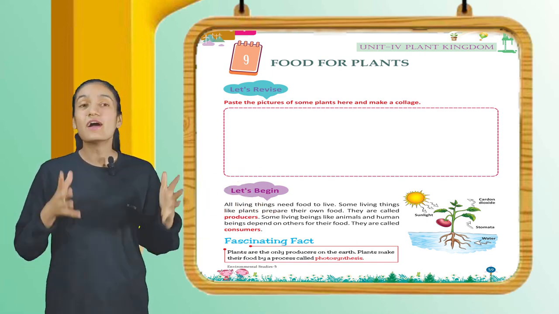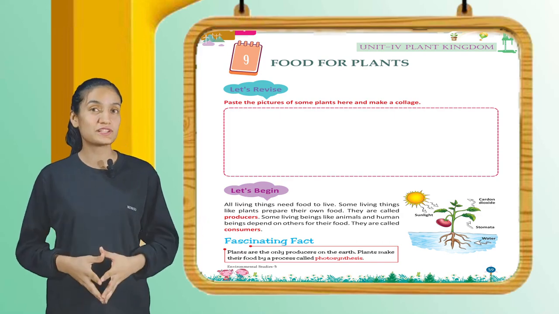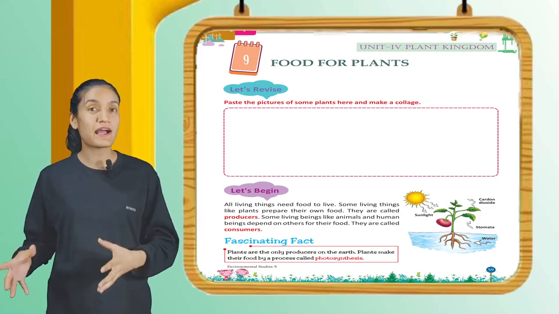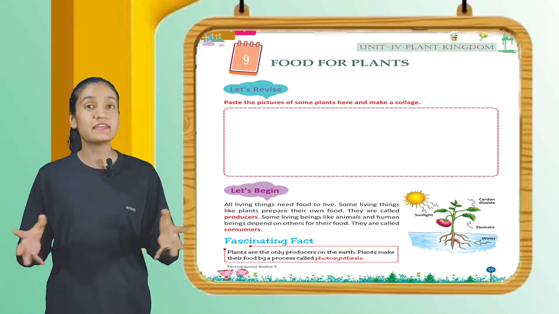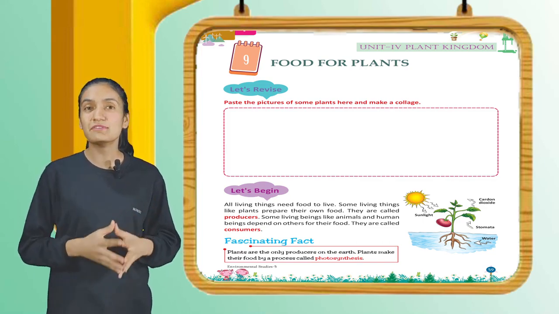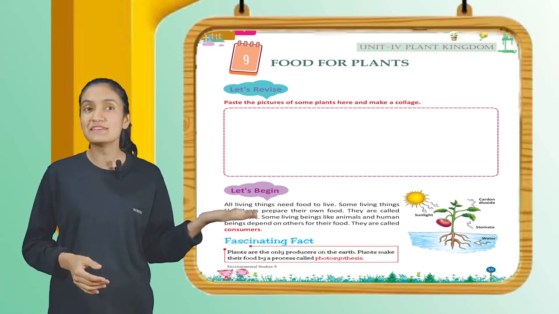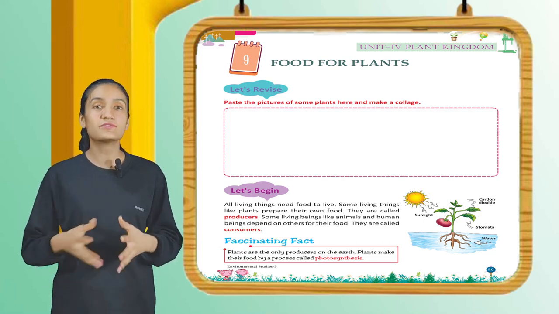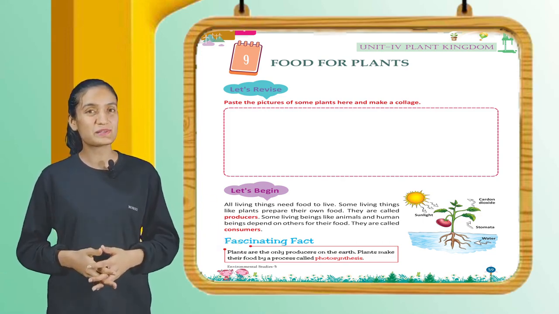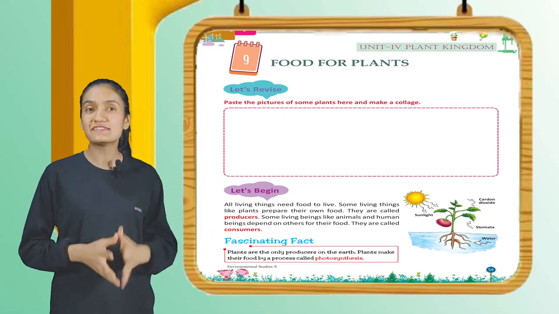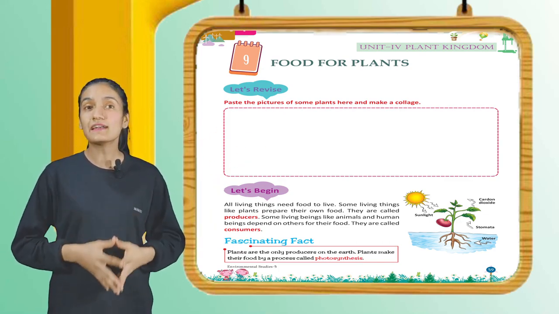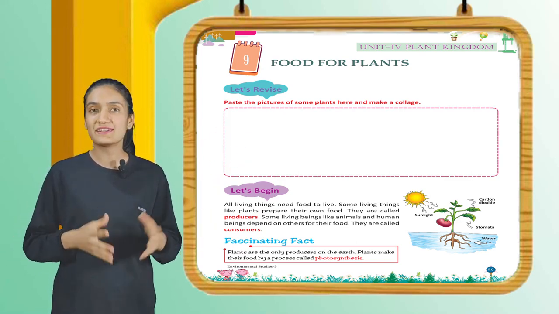Now let's begin. All living things need food to live. Some living things, like plants, prepare their own food. They are called producers. Some living beings, like animals and humans, depend on others for their food. They are called consumers. Now let's see the fascinating fact first. Plants are the only producers on the earth.